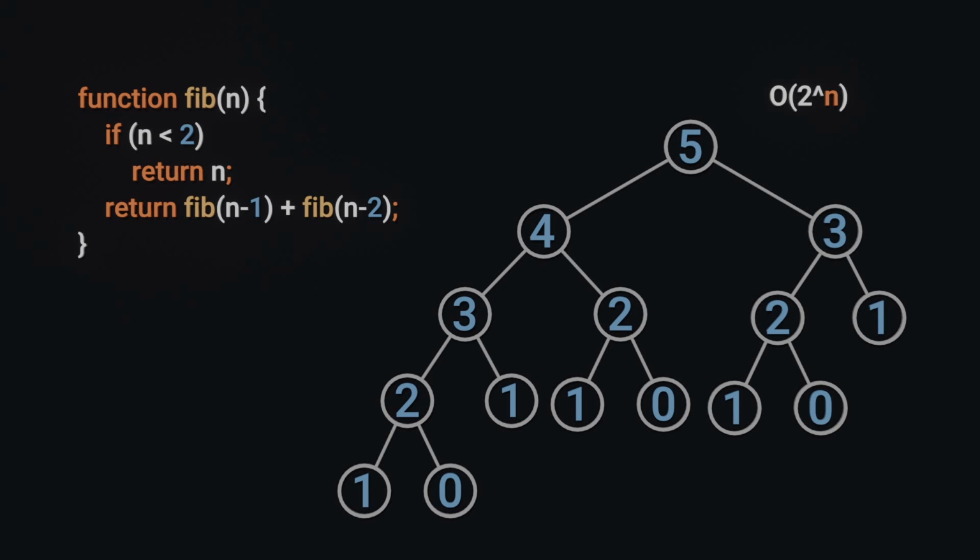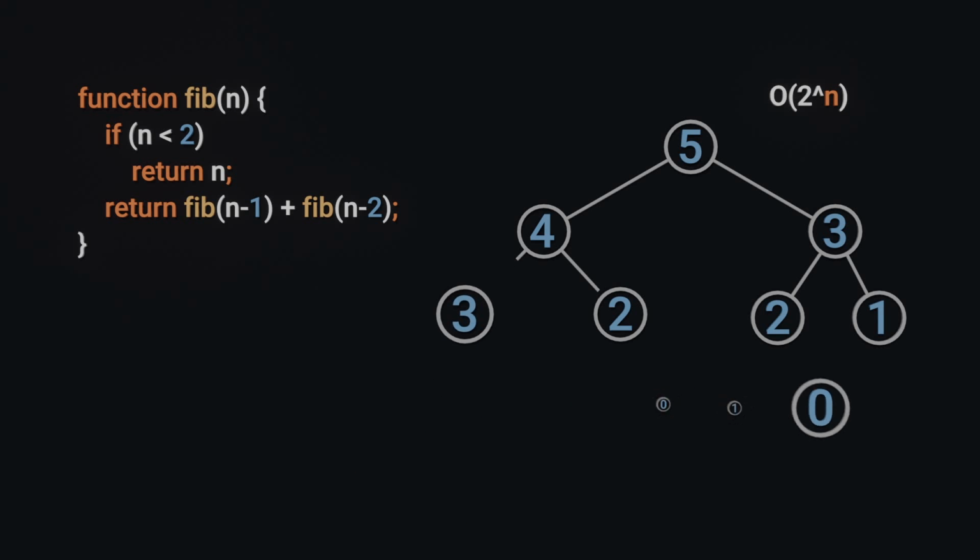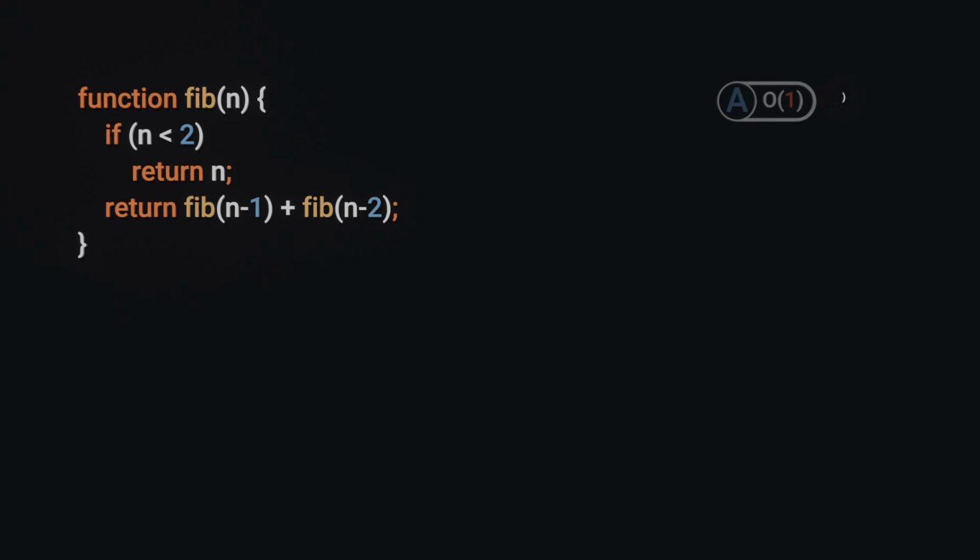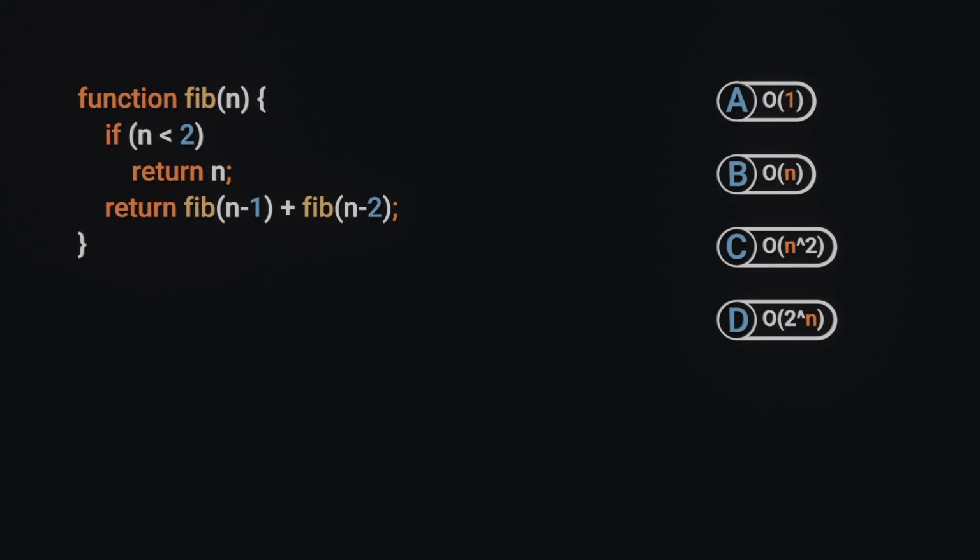Notice that the binary tree that is generated is not balanced. The left branch contains more nodes than the right branch. Because of this, we could specify a slightly more accurate time complexity of O of 1.618 to the nth power, but I really don't think anyone outside of academics really cares. O of 2 to the nth power is accurate enough for big O. What do you think the space complexity is for this function?